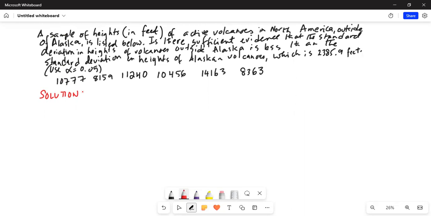Okay. So this is a test in standard deviation. So null hypothesis and alternate hypothesis. The alternative hypothesis comes from the stem of the problem. Is there sufficient evidence that the standard deviation in heights of volcanoes outside Alaska is less than the standard deviation in heights of Alaskan volcanoes, which is 2,385.9. So the null hypothesis is population standard deviation sigma equal to 2,385.9.